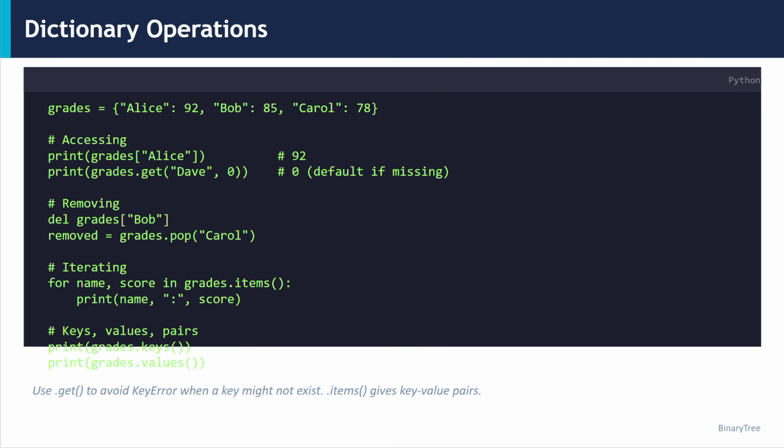And to loop through everything, .items gives you each key and each value together, perfect for a for loop, like printing every student and their score. You can also grab just the keys or just the values on their own. .get and .items are two you'll use constantly.